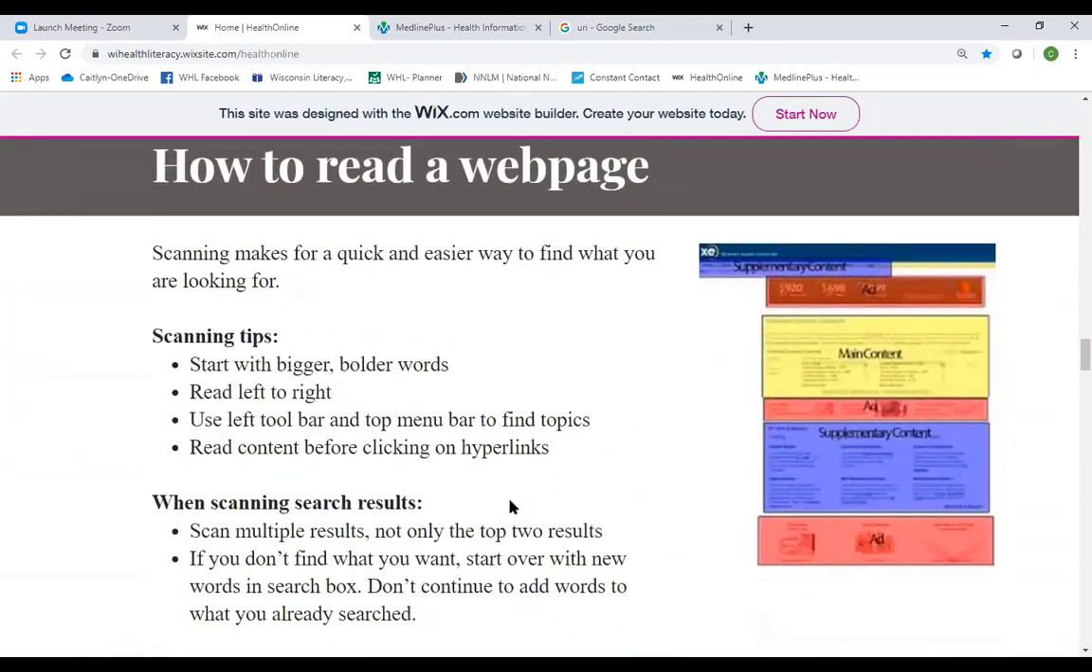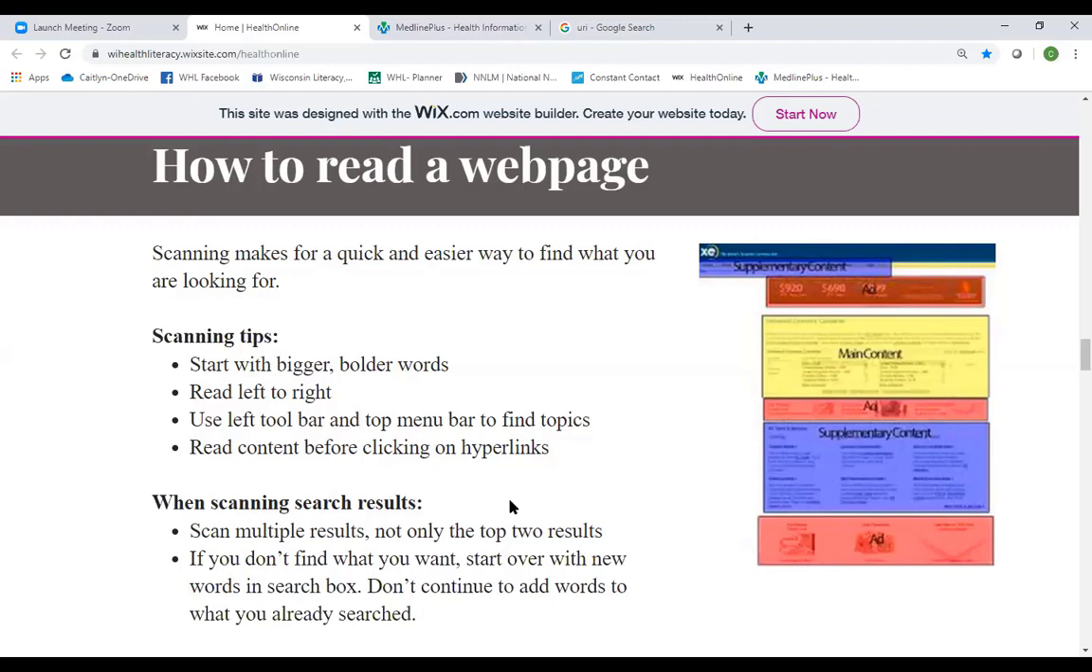Then getting into how to read a web page. Some participants might think this is pretty straightforward. You open up a website and there's words there, start reading it. But go back to that eye tracking section with the low literacy learners and those that have a hard time of where do I begin. So this is a good time to take a step back. Don't just assume that everyone knows how to read a web page and even how to read.